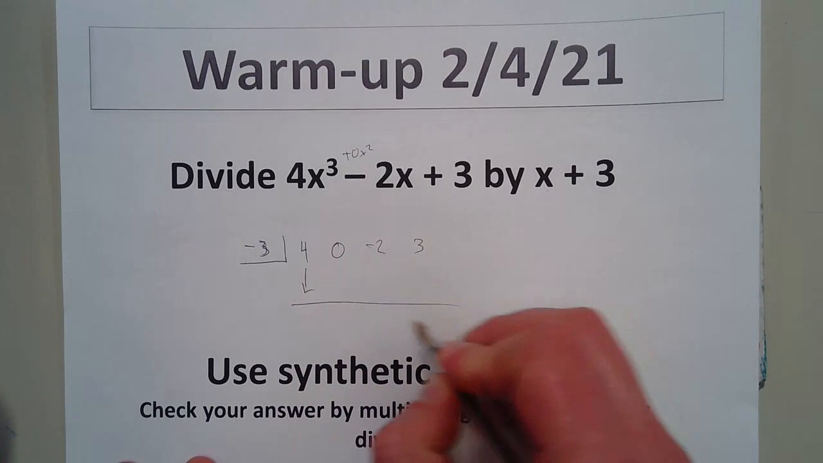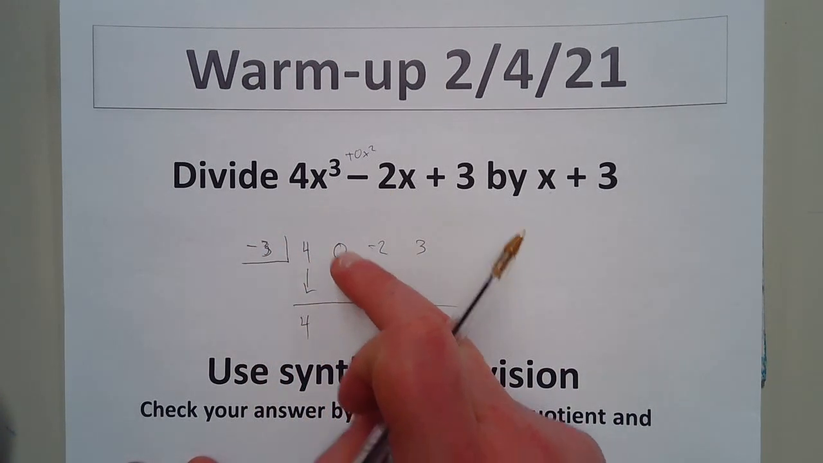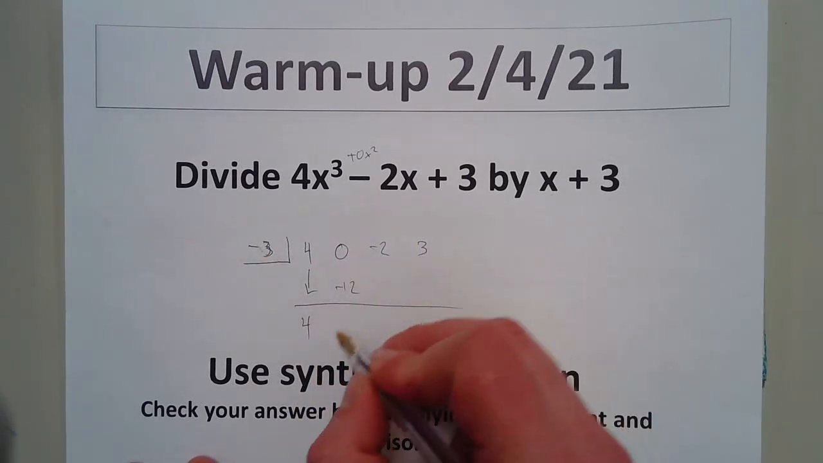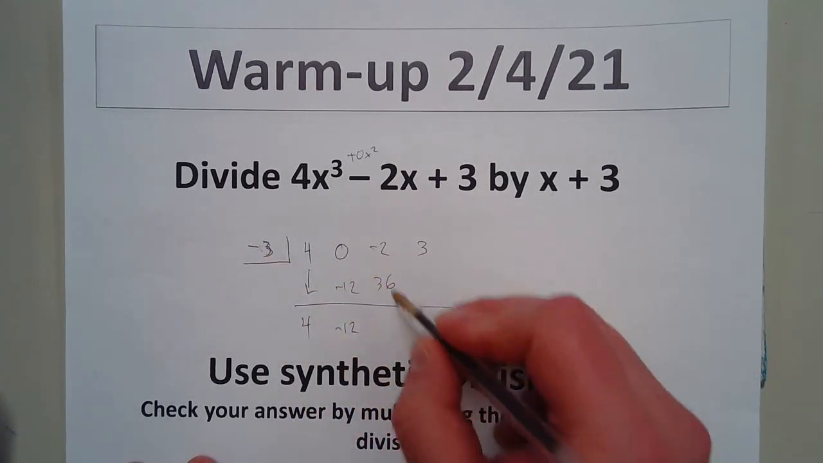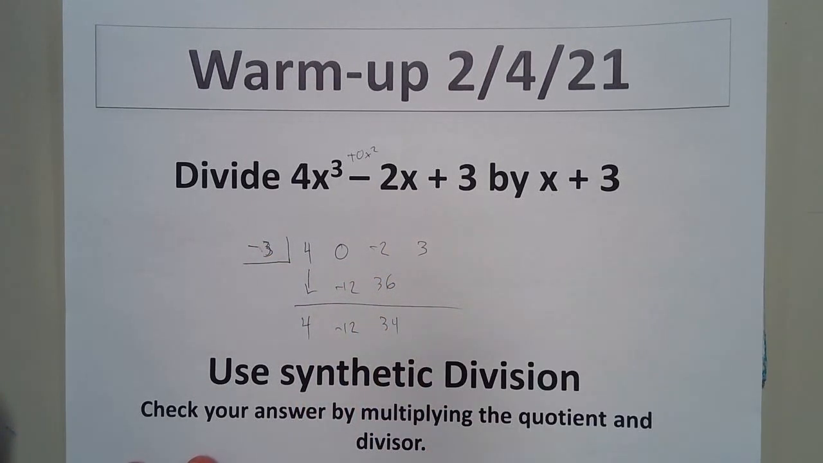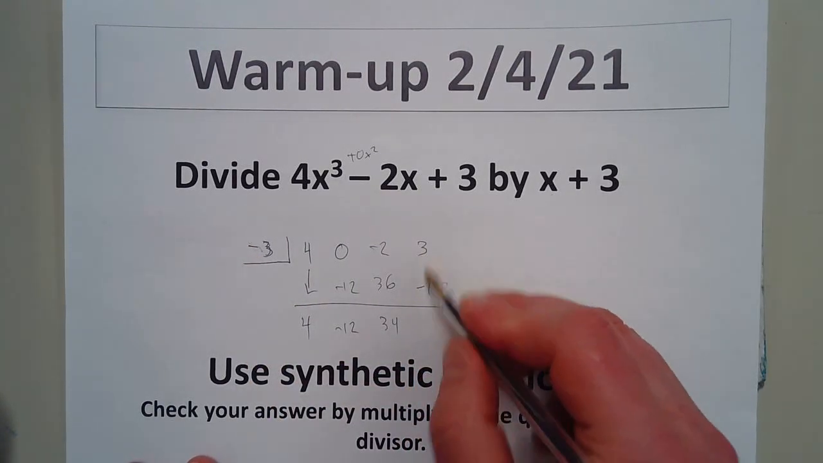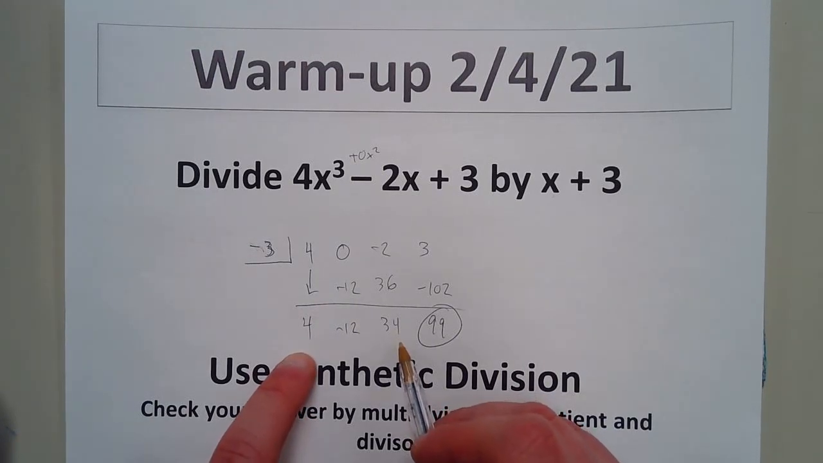So here's the rules. You drop the first number down. Now you're going to repeatedly multiply and add. So we multiply first, get -12. We add vertically to stay at -12. We multiply to get 36. We add vertically to get 34. We multiply to get a -102, and we add to get a 99. Cool. So our remainder is 99, and we have the point now where we can write our answer.